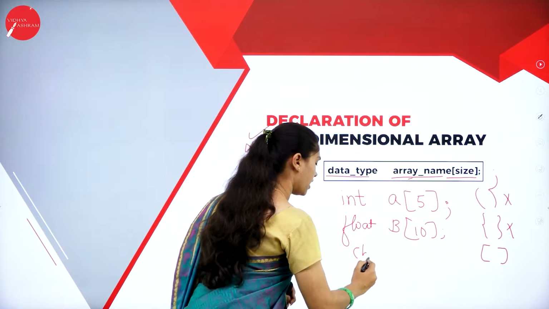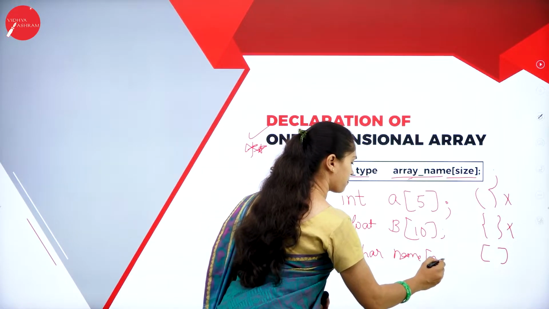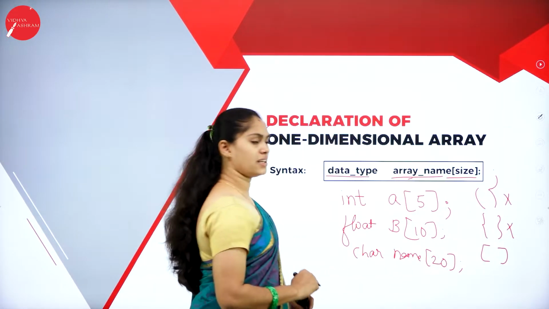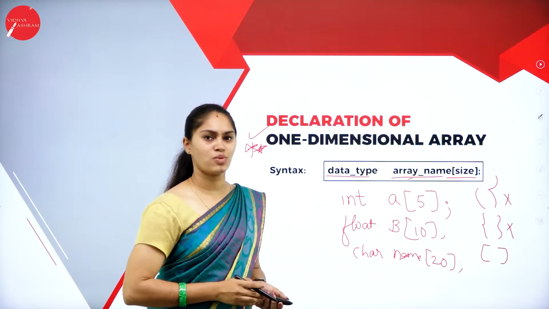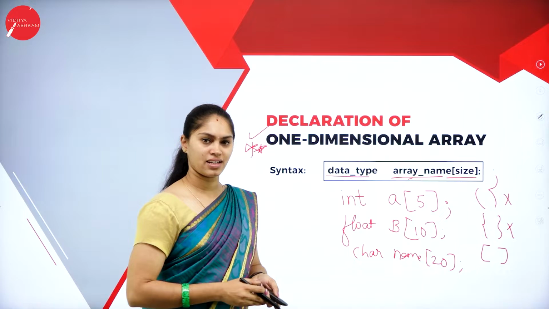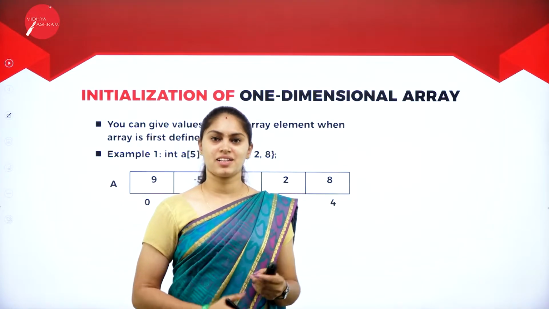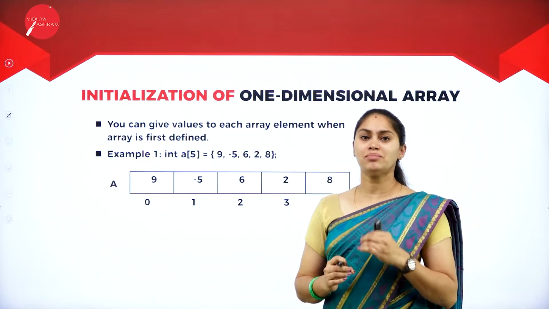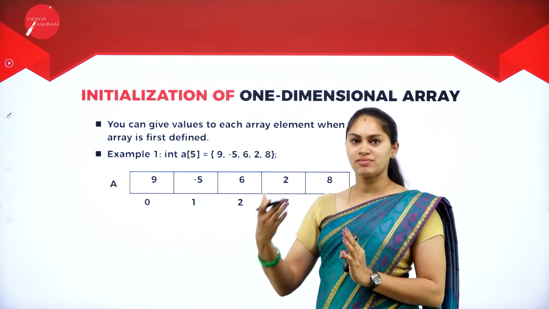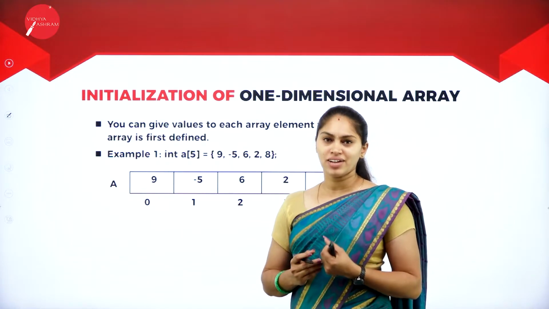And also I can take char name of 20. So this name array will hold 20 characters, or 20 elements will be stored in this array. Now we'll see the initialization of a one-dimensional array. As we all know, initialization is nothing but giving some initial value to the variable at the time of its declaration.